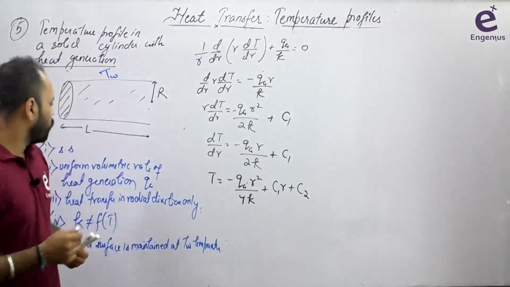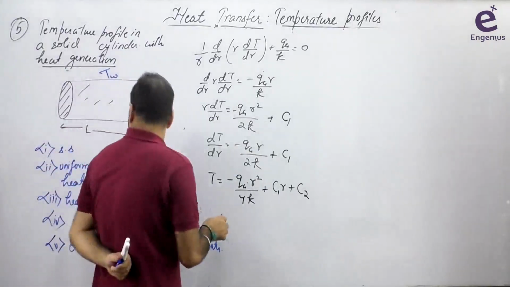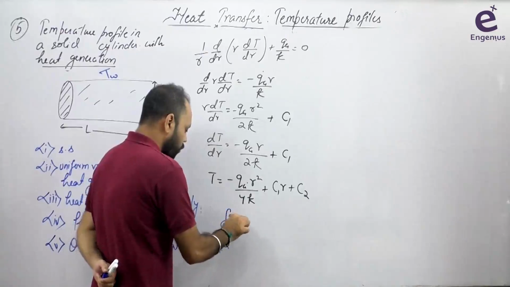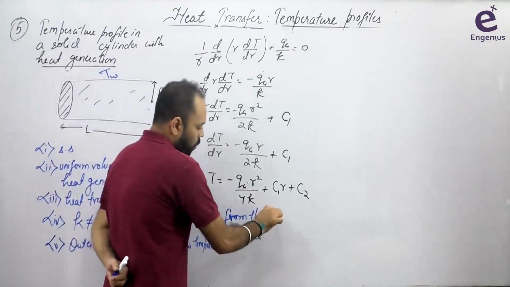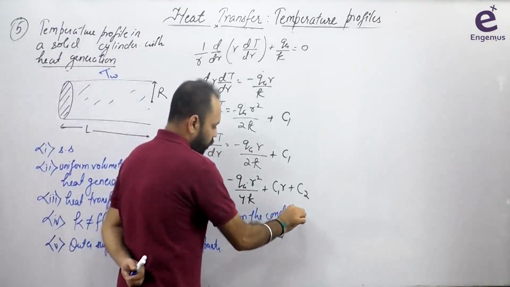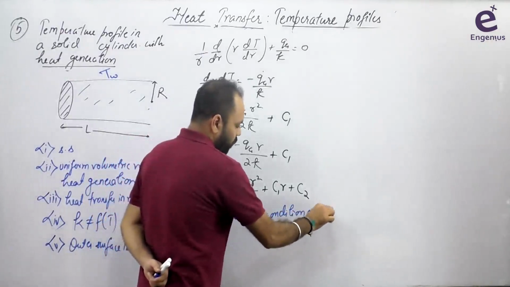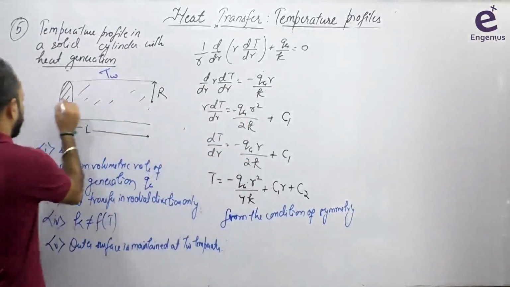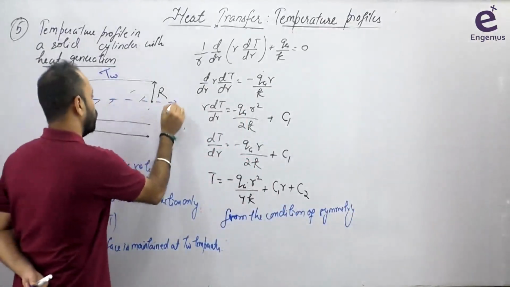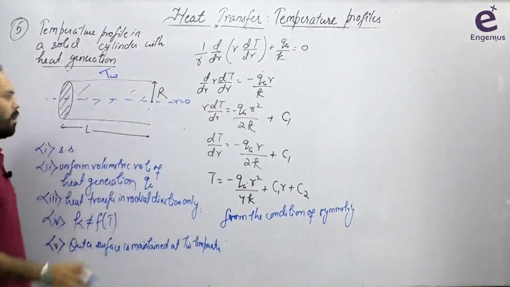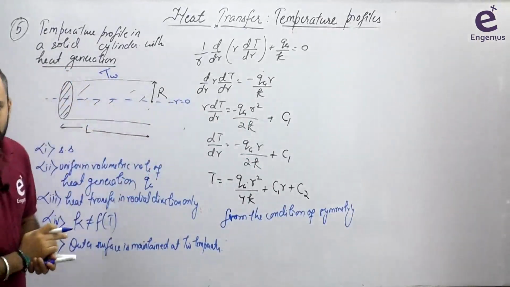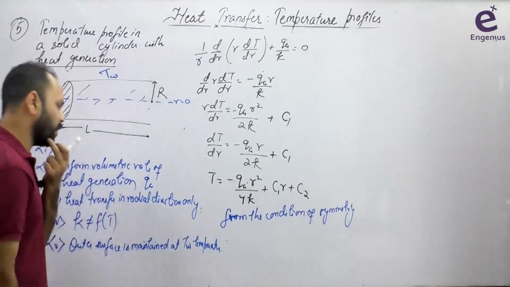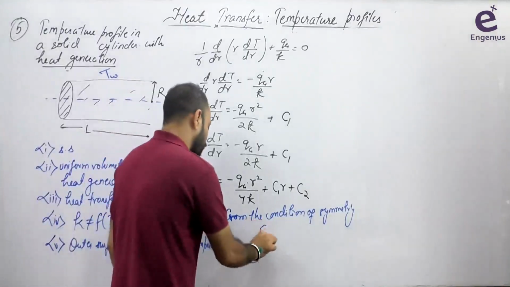Fine. So yeah, from the condition of symmetry, ठीक है. और वो सिमेट्री किसके अबाउट होगी? This symmetry will be about the line r is equal to 0. इसके अबाउट में जो प्रोफाइल बनेगी वो प्रोफाइल सिमेट्रिकल होगी. ठीक है. So r is equal to 0 के अबाउट आपको सिमेट्रिकल प्रोफाइल मिलेगी. From the condition of symmetry C1 must be 0.